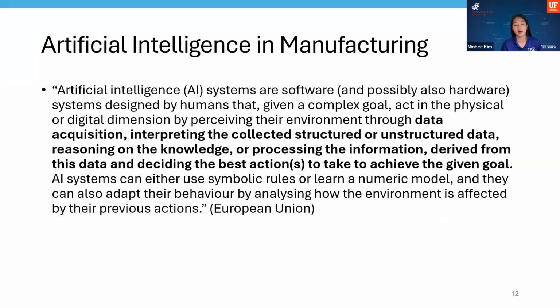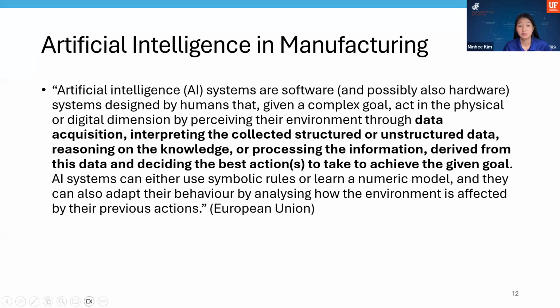So what is AI? What is artificial intelligence? We all heard about it many times in different sources. What's the formal definition of AI? In fact, there are many formal definitions defined by many organizations, universities, research groups, governments, and so on. Here, I just brought one example, which is the definition by EU.